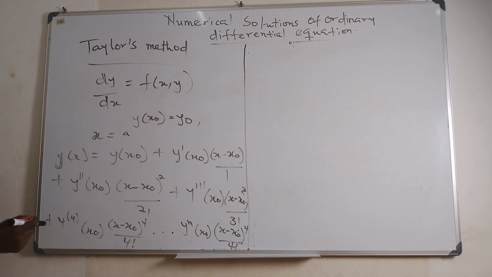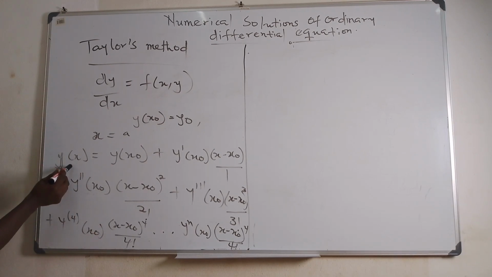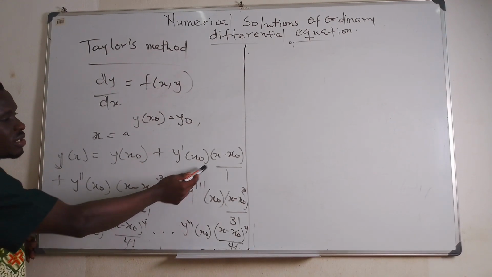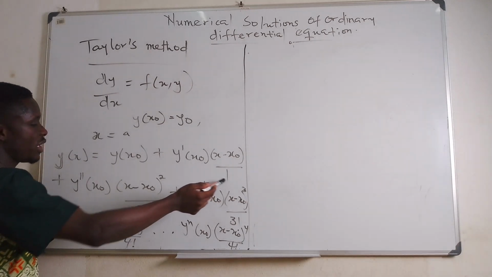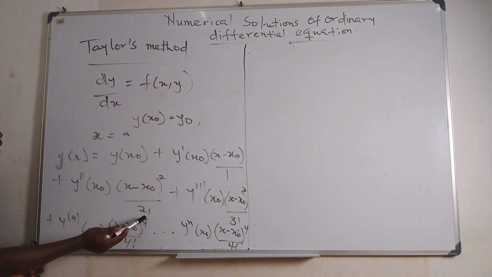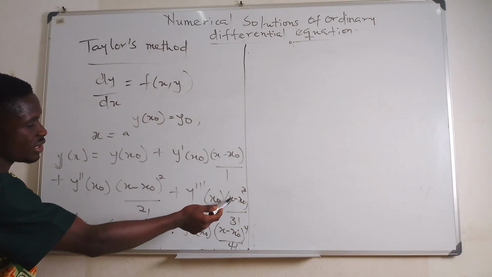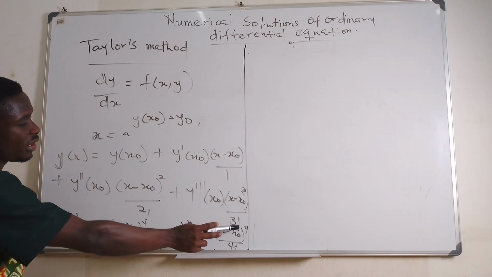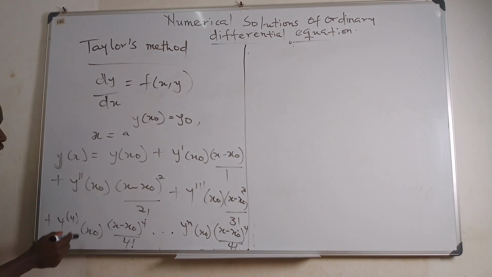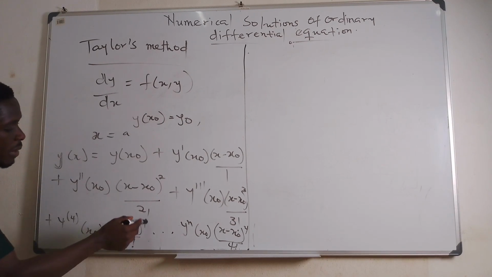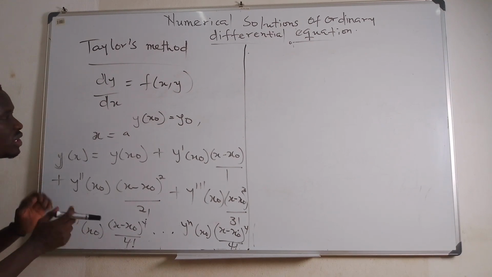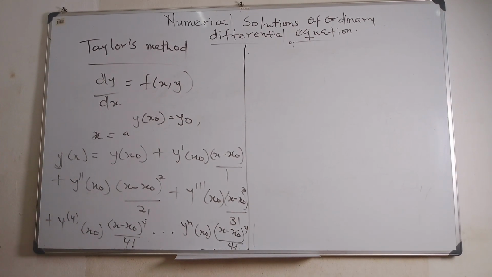Now, for Taylor's method, we go by this formula. y(x) equals y(x0) plus y'(x0) multiplied by (x minus x0) over 1 factorial, plus y''(x0)(x minus x0) squared over 2 factorial, plus y'''(x0)(x minus x0) cubed over 3 factorial, plus y'''' (x0)(x minus x0) to the power 4 over 4 factorial, up to the last point. So this is the formula that we use in order to solve Taylor's method.